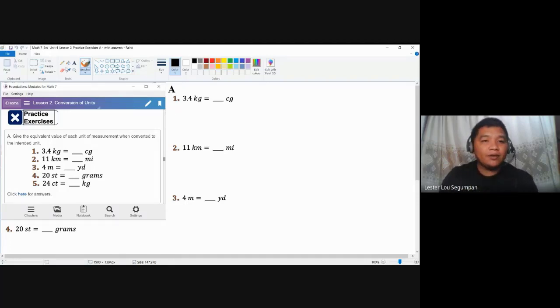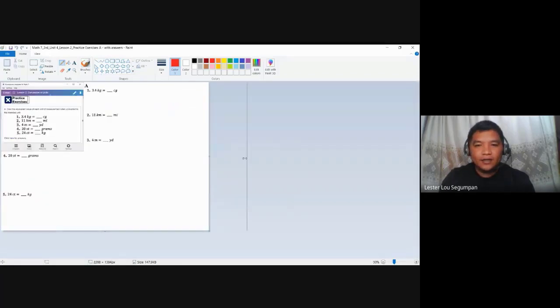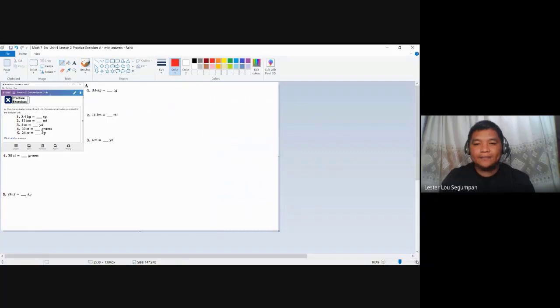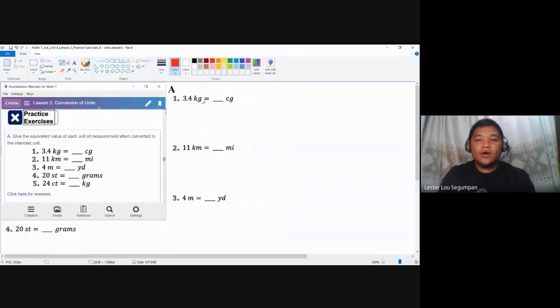Let's try to talk about number one. Number one is the conversion of 3.4 kilograms to centigrams. Let me just increase this space here for a while. All right. So we are going to convert kilograms to centigrams. If you're going to use the internet for this, you can simply input this in, say, Google, and then enter it, and you will get the number of centigrams for 3.4 kilograms.